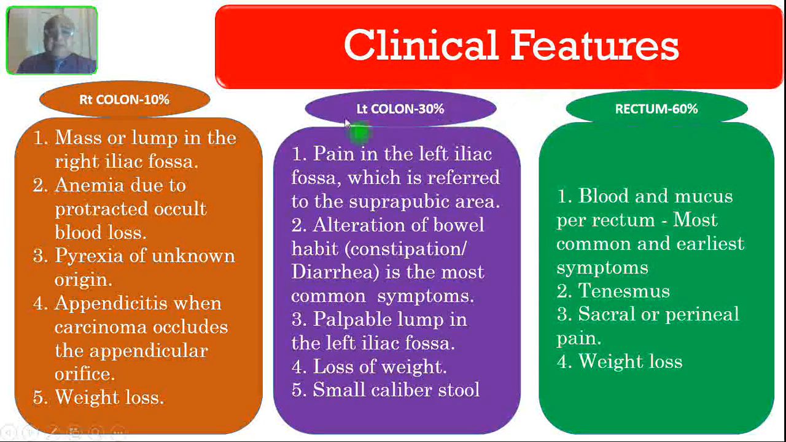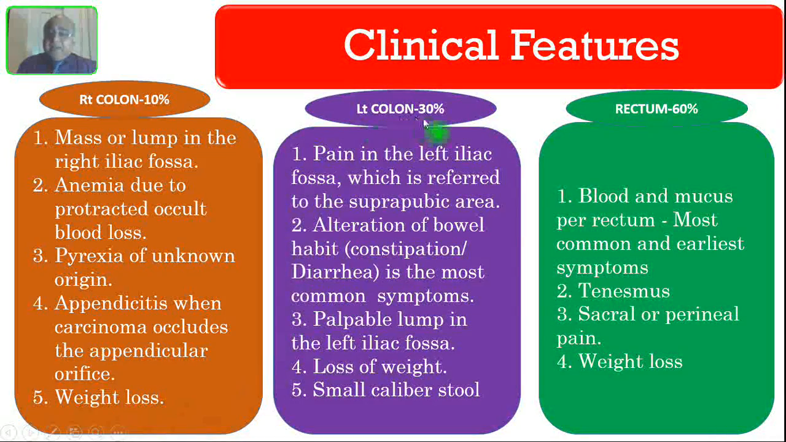Coming to the clinical features, broadly you can divide colorectal cancer into right colonic cancer, left colonic cancer and rectal cancer. The right colonic cancer comprises only 10%. These patients may have a mass or lump in the right iliac fossa, anemia due to protracted occult blood loss. There may be pyrexia of unknown origin. Sometimes there may be appendicitis when the carcinoma occludes the appendicular orifice. And of course, unintentional weight loss will be there.